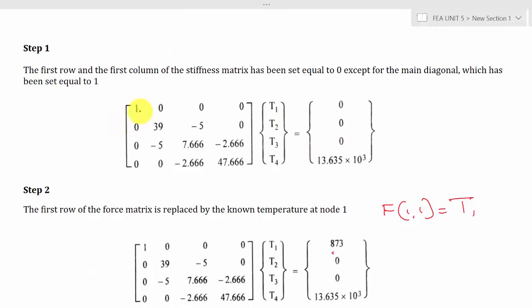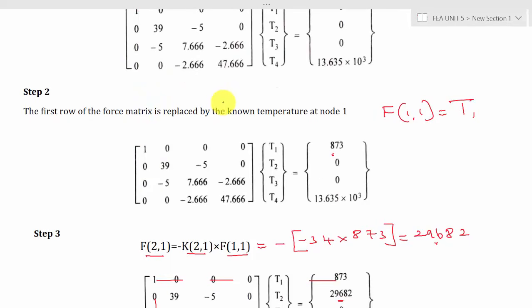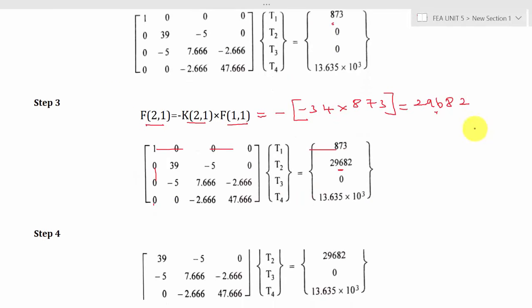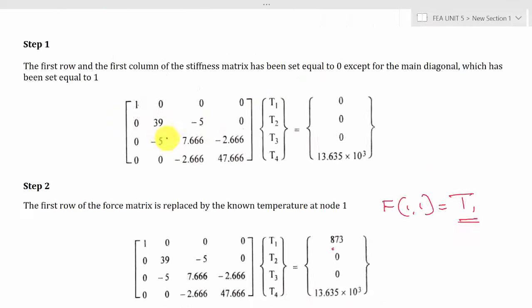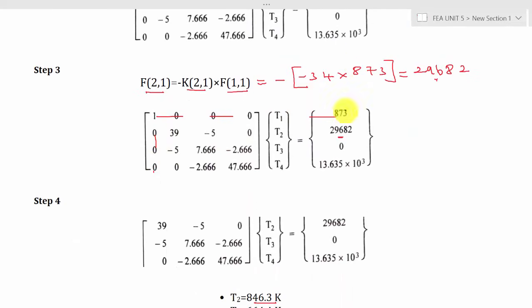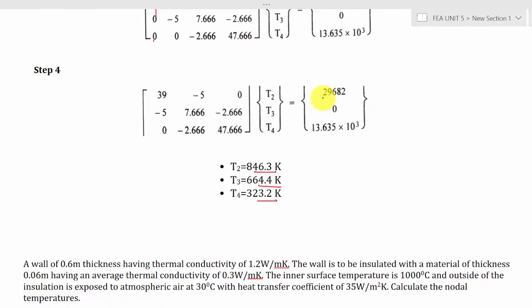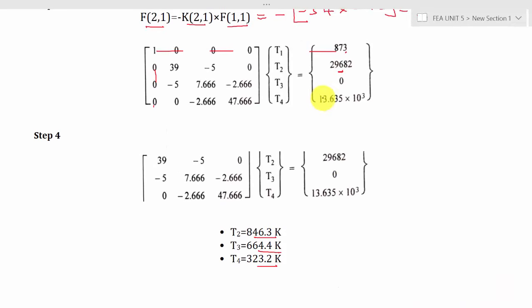First step is the first row and first column values will be 0. Then the second step is f of 1 comma 1 is equal to the known temperature. So this T1 value is given in the problem. And the third step is f of 2 comma 1 is equal to minus k of 2 comma 1. So this is my k matrix. K of 2 comma 1 is minus 34 into the f of 1 comma 1, that is 873. Okay. So here I have replaced it. Then you can neglect the first row and first column and you can find out the solution. So this is how we have to approach the one-dimensional heat transfer problems.